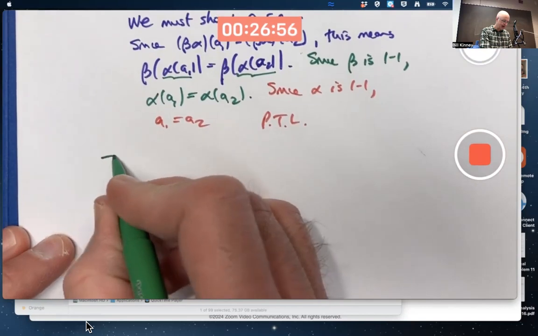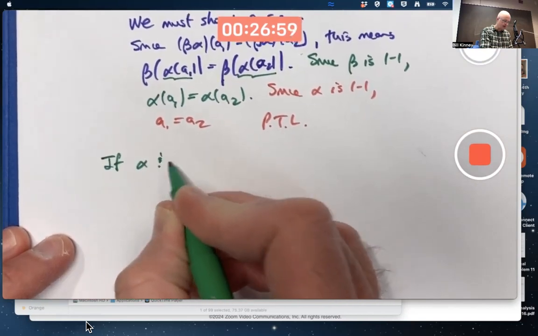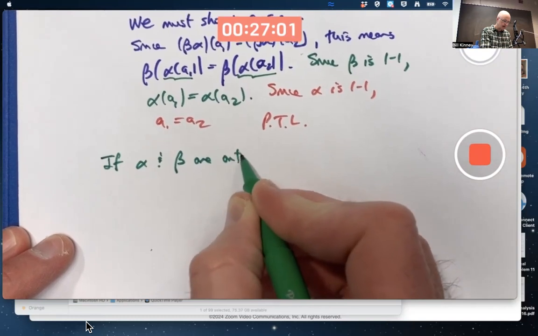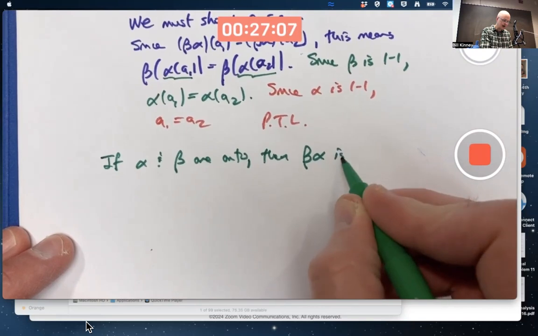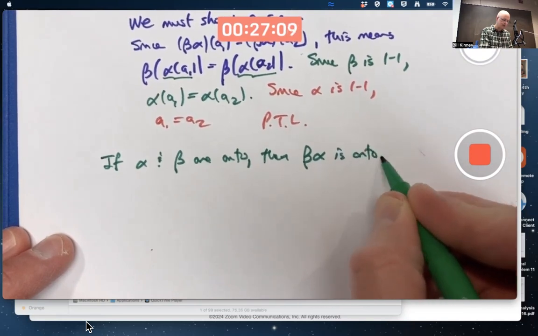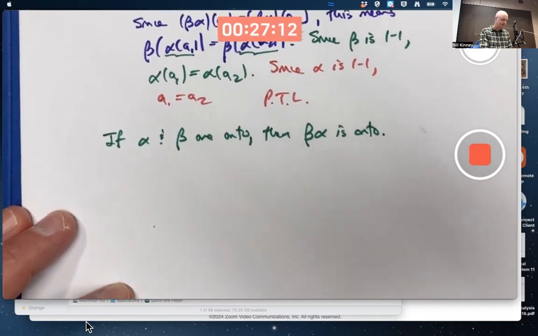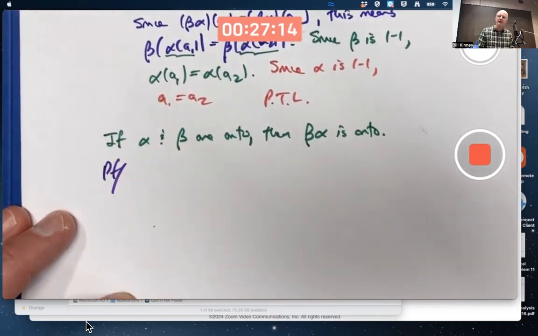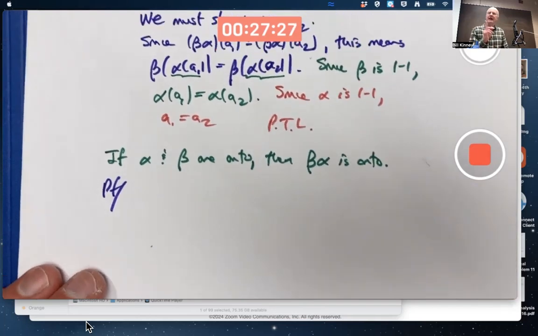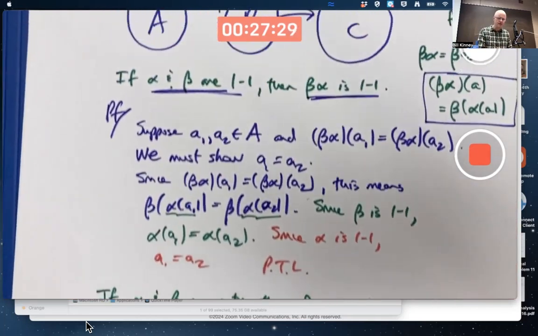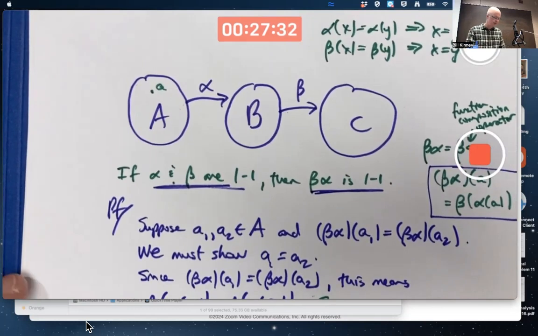Next, let's prove that if alpha and beta are onto, then the composition beta alpha is also onto. So we didn't do an example like this last Friday. So I was leaving it up to you to try to do some research if it wasn't clear how to do it. Let's think about both of these facts visually here to help us think this through.